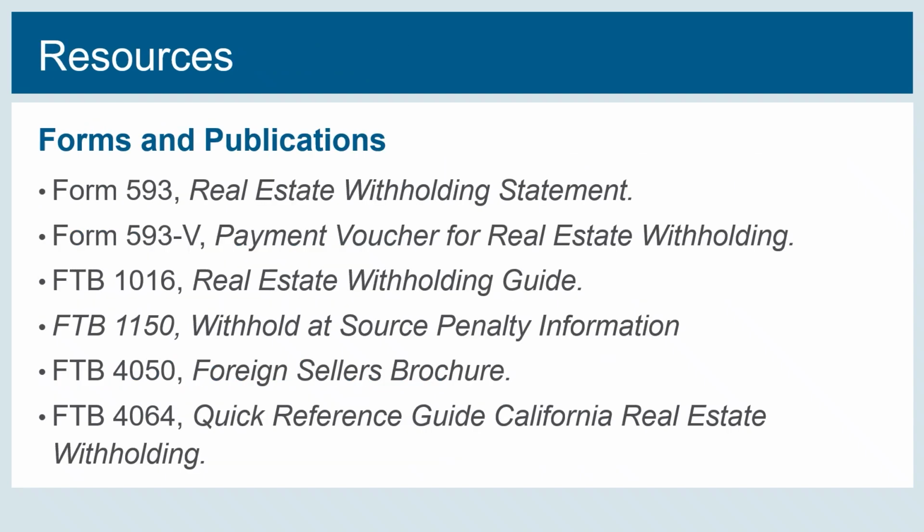Here's a list of resources that are available on our website to request or download. Form 593, Real Estate Withholding Statement, Form 593V, Payment Voucher for Real Estate Withholding, FTB 1016, Real Estate Withholding Guide, FTB 1150, Withhold at Source Penalty Information, FTB 4050, Foreign Sellers Brochure, FTB 4064, Quick Reference Guide, California Real Estate Withholding.